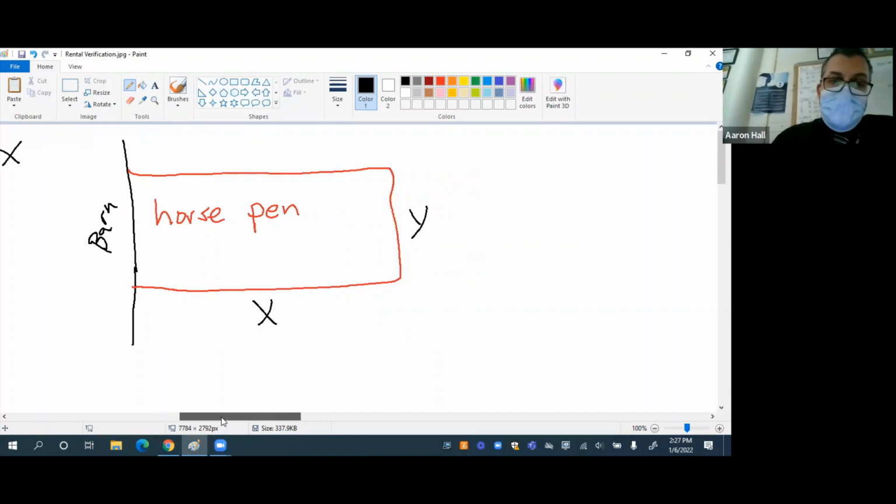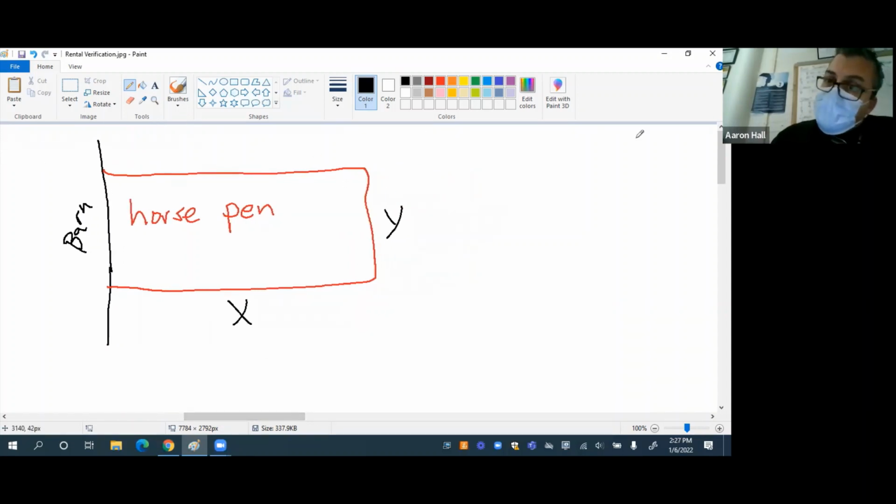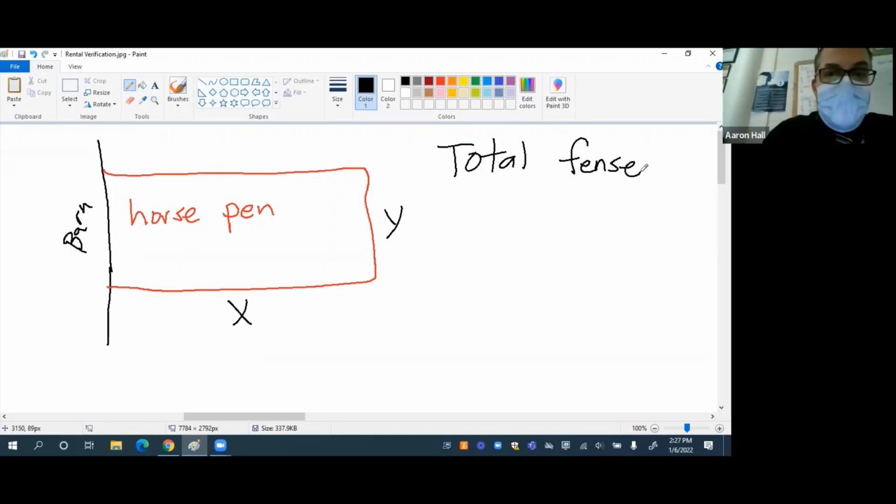My goal is, I'm limited on the amount of fencing that I have. I don't have a lot of money, so the most I was able to purchase fence-wise for my horses was 500 feet. So the total fence length is 500 feet.